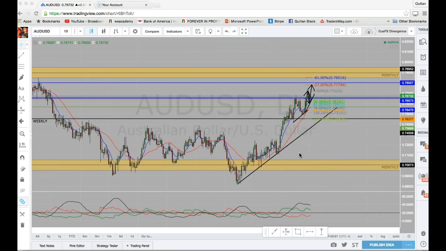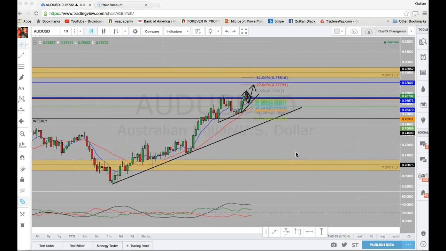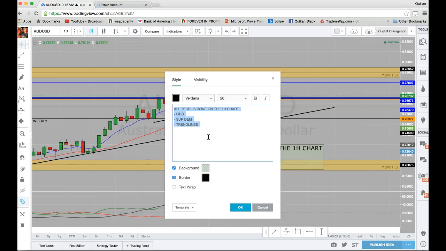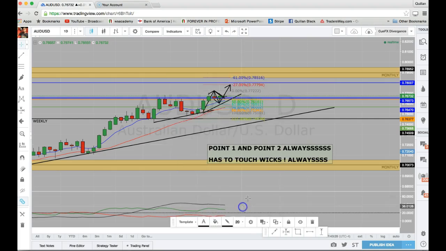Okay? So this video is gonna be based off trend lines. Trend lines always go wick to wick. So let me write something real quick. Point 1 and point 2 always have to touch wicks. Always. Point 1 and 2. Very important.